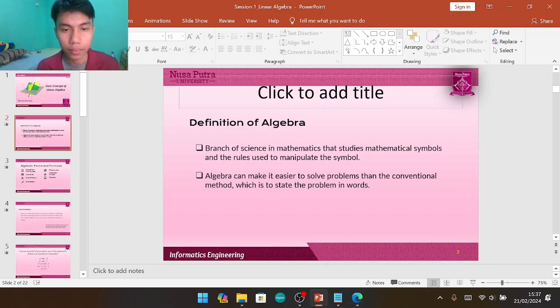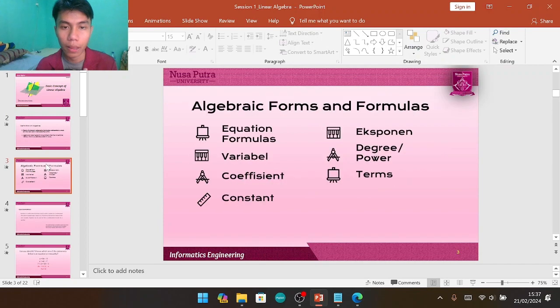Algebra is a branch of science in mathematics that studies mathematical symbols and the rules used to manipulate the symbols. Algebra can make it easier to solve problems than the conventional method, which is to state the problem in words. So there are algebraic forms and formulas: equation, variable, coefficient, constant, exponent, degree or power, and terms. And that will all be explained later.